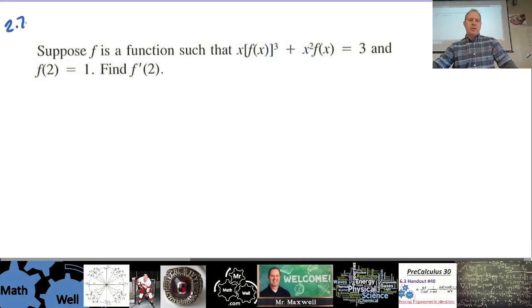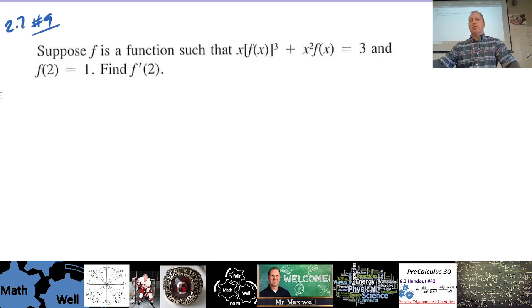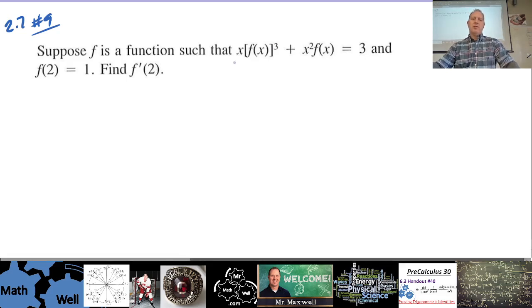Okay, so what's this, 2.7, number 9? I'll give you a heads up on this one, give you a start. The question says, suppose f is this function, laid out like this. So this is the expression. We've got f of x in there.